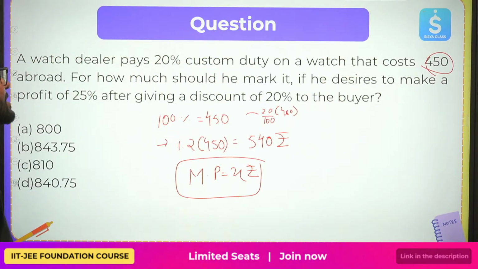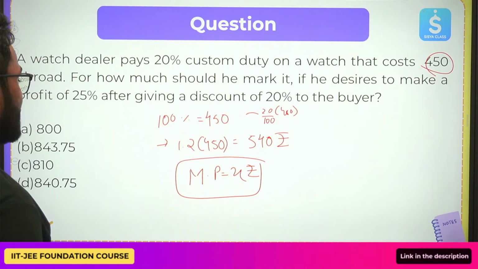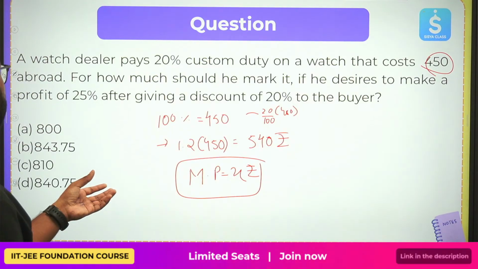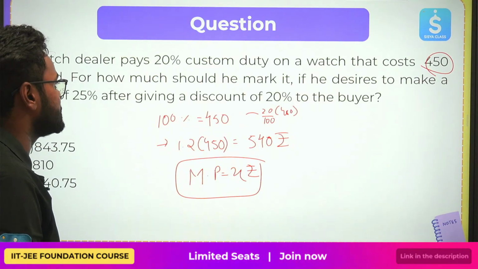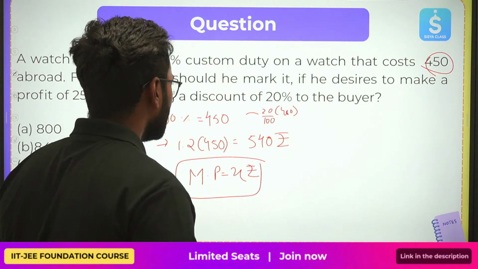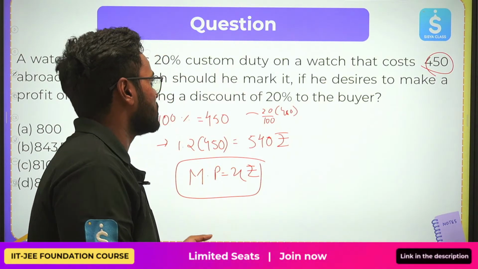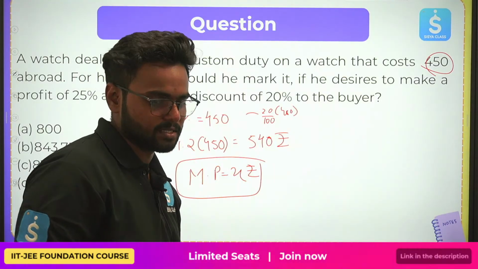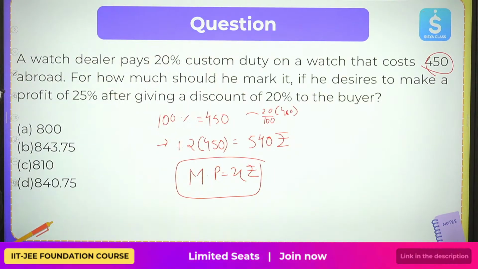Now he's asking what should be the mark price, so that he makes a profit of 25% even after giving a discount of 20%. So he wants this profit of 25% after giving a discount of 20%. Let's build up an equation.